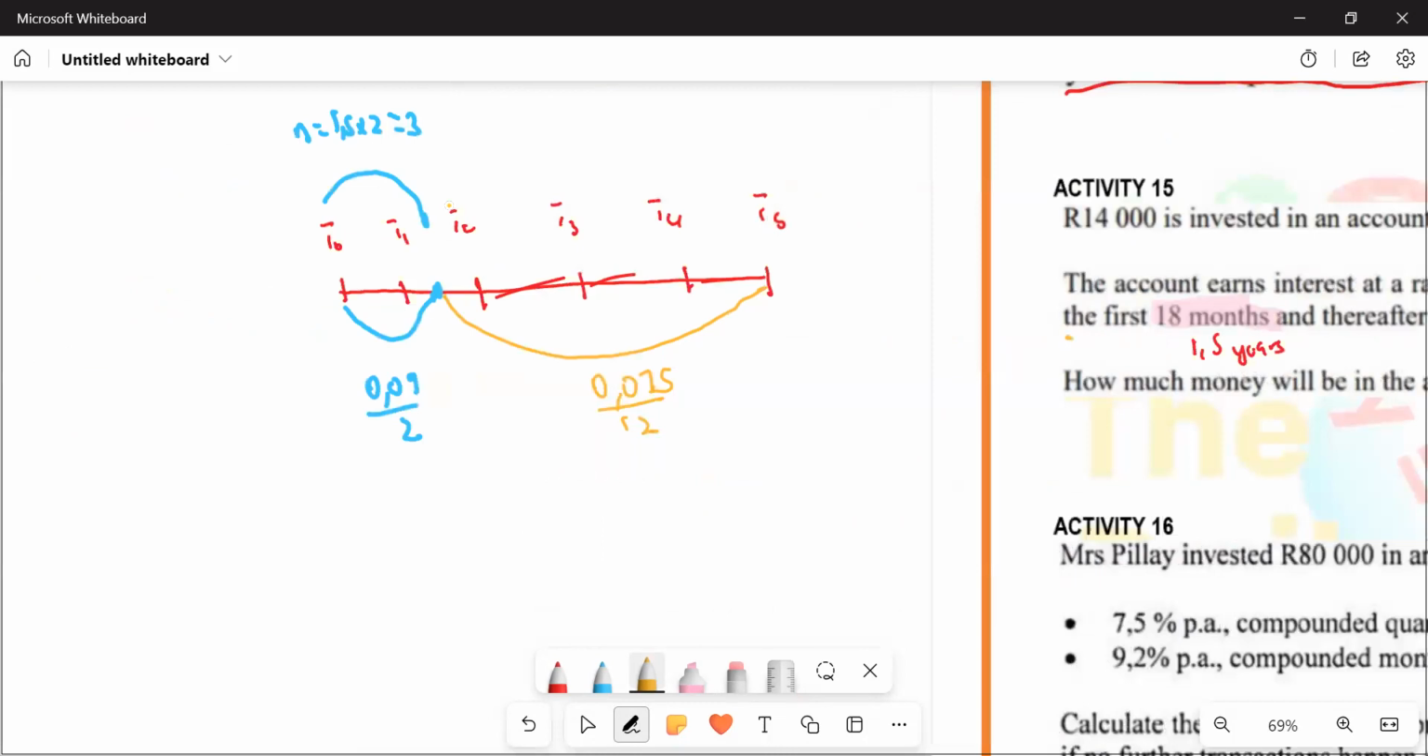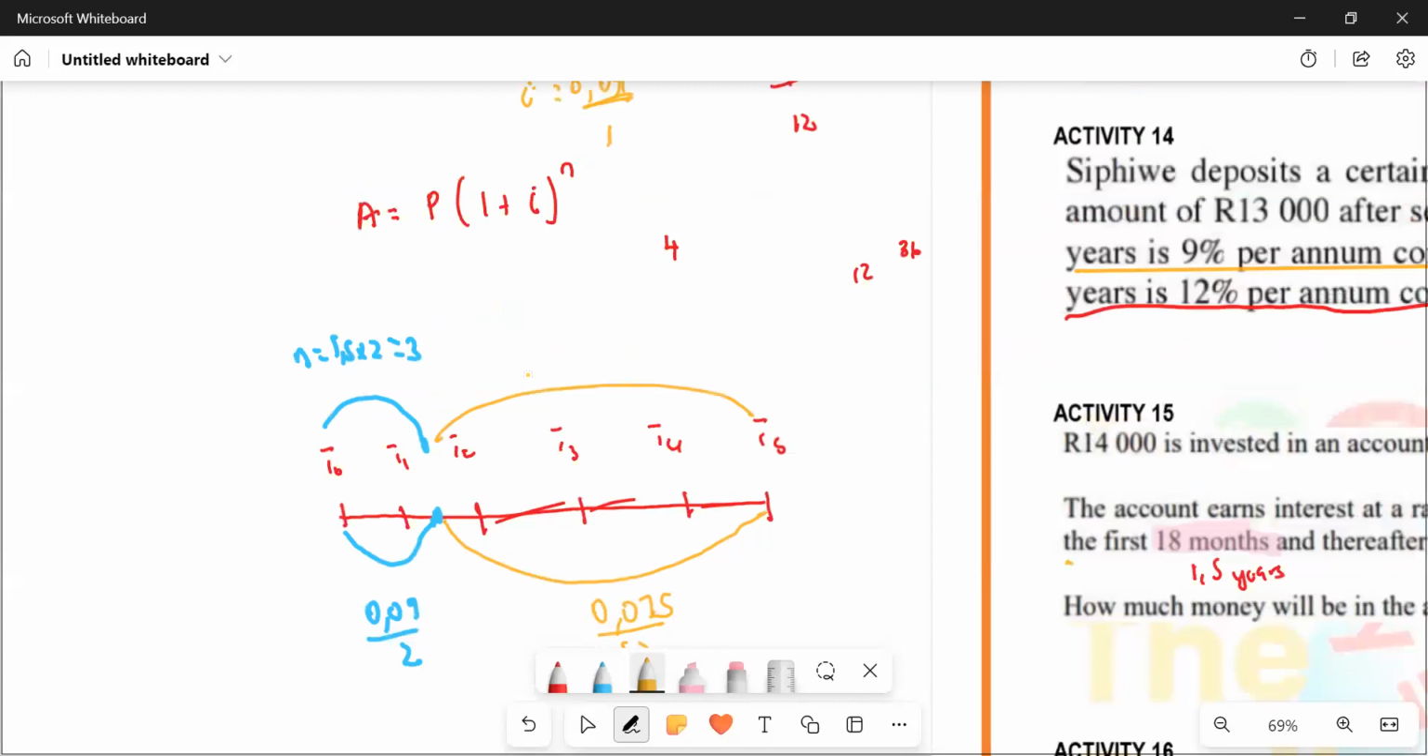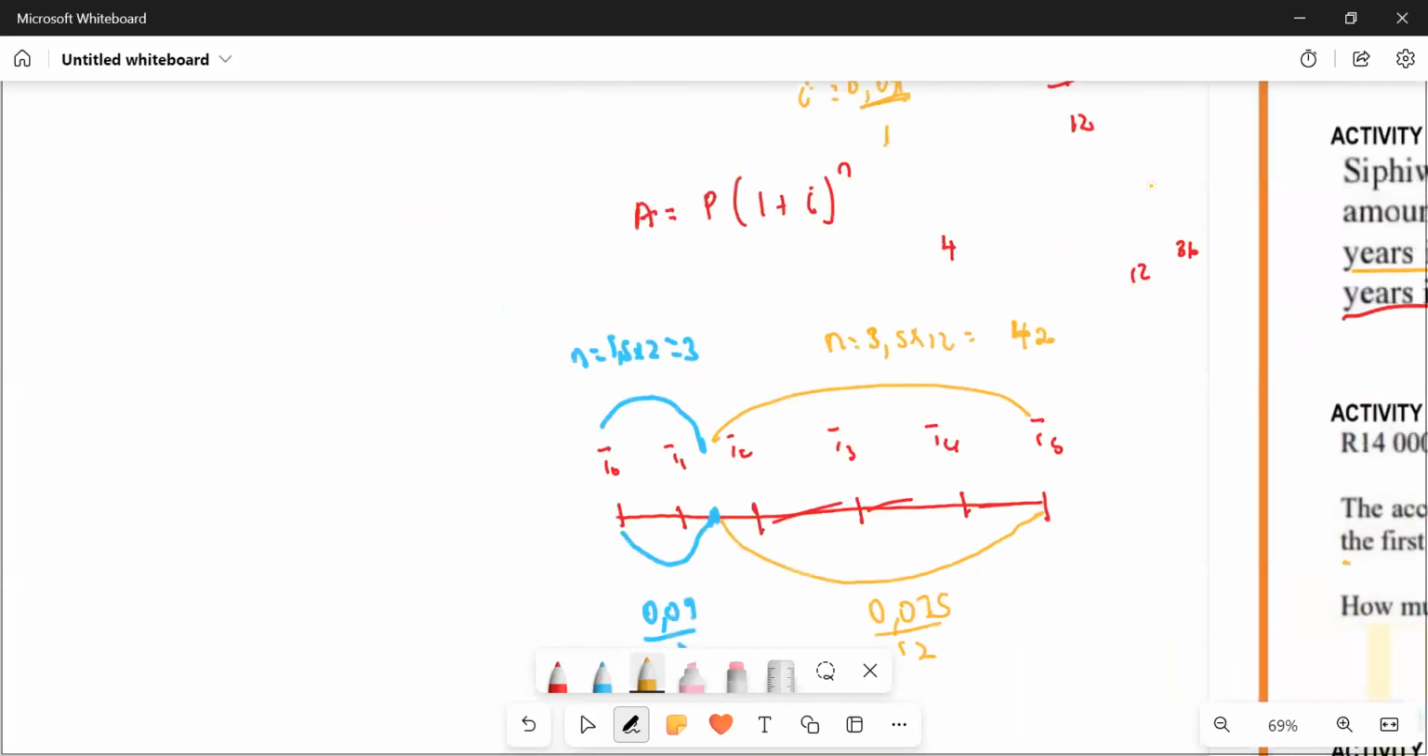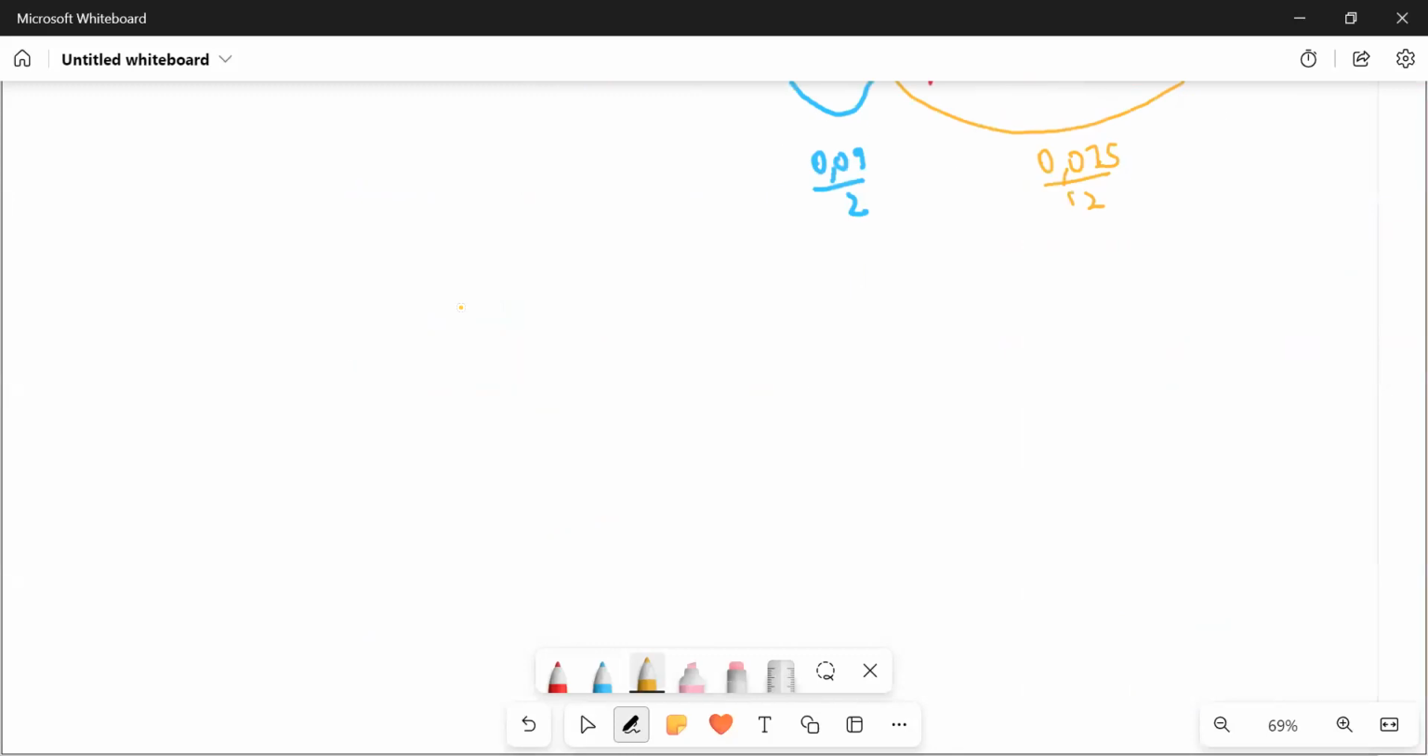Let's check the number of calculations we're going to have. n is going to be 3.5 multiplied by 12. What is 3.5 multiplied by 12? It's 42. What are we looking for? We want to calculate the accumulated amount. So A is going to be equal to P(1 + i)^n. Since we have 2 interests, we're going to have 2 brackets, but the P is going to be exactly the same.